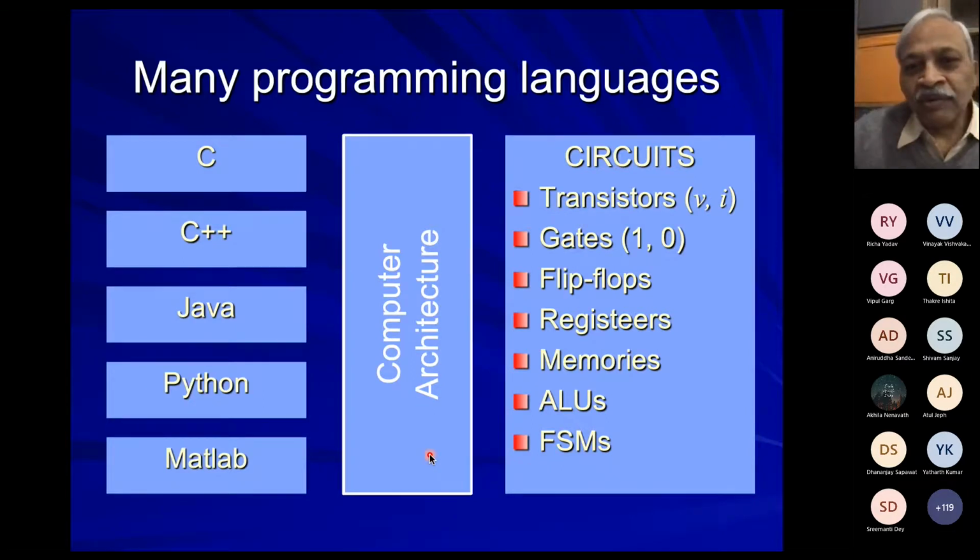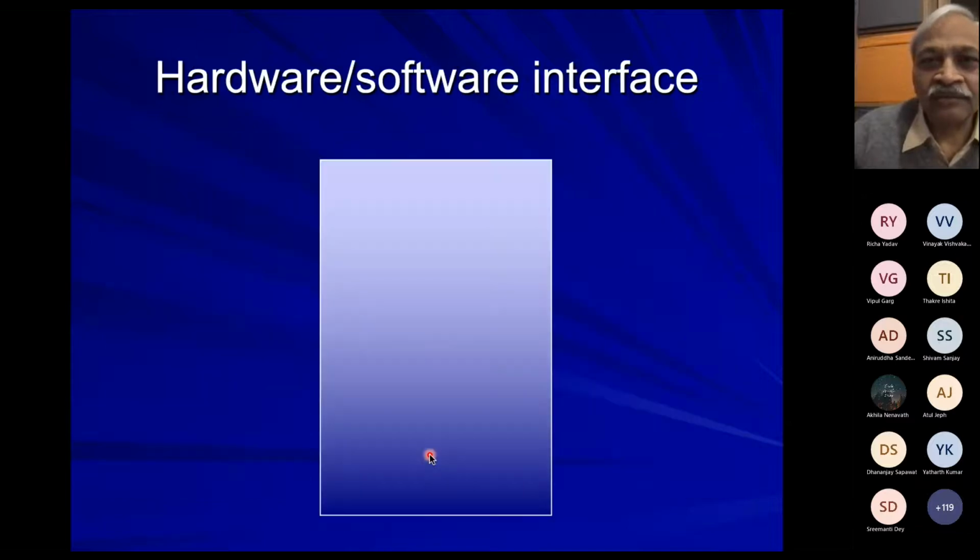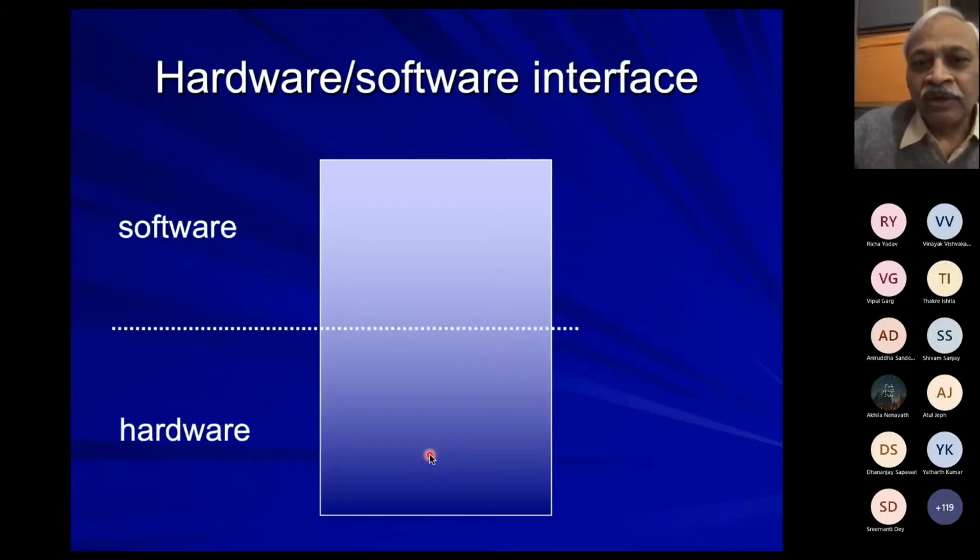Now also imagine that you have a variety of programming languages, C, C++, Java, Python, MATLAB, and what have you, which all can run on the same hardware. So how does the circuit take care of a variety of languages? That's another question. Now, if you look deeper into this gap, you would notice where hardware and software actually interface.